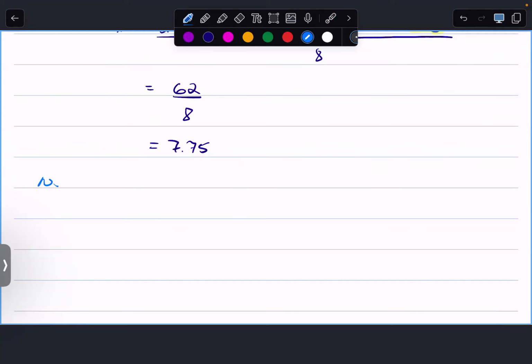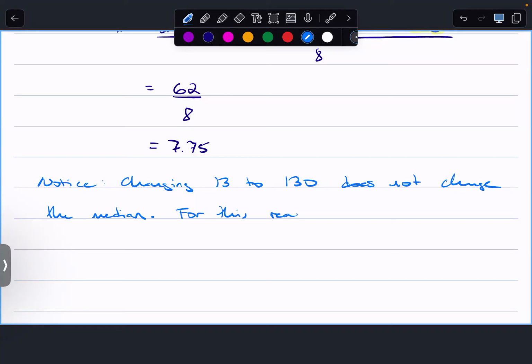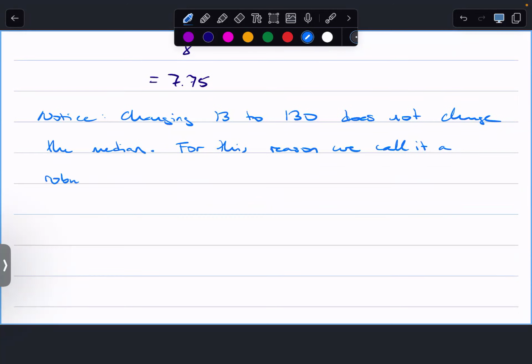Okay. And so notice changing 13 to 130 does not change the median. We call it a robust statistic. And so for this reason, we call it a robust statistic. And that's the reason we use it for skewed distributions, right? Because we're going to have outliers, but we need some measure of center.